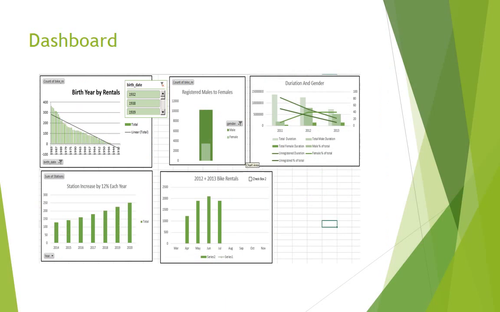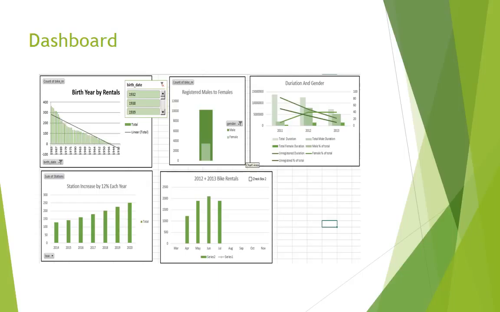I have all these organized: registered males to females, the duration and gender, which is very nice. Station increase of 12%. Then the 2012 to 2013 bike rentals. So we can see the thermometer chart in the center top, registered males to females, that male domination has occurred. In the Hubway rentals, the birth year by rentals does not include the slicer, like I said, so I'm going to describe that right now in this tab.